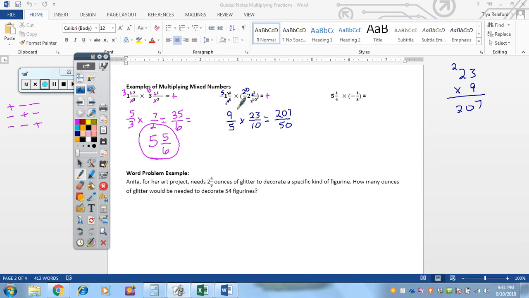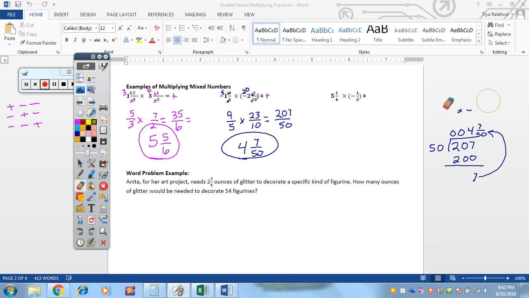So I did step 1, improper. Step 2, I multiplied across. Step 3 is simplify. And my remainder becomes my numerator. So I have a positive 4 7/50. I know that's pretty weird. But hey, sometimes it's just weird.